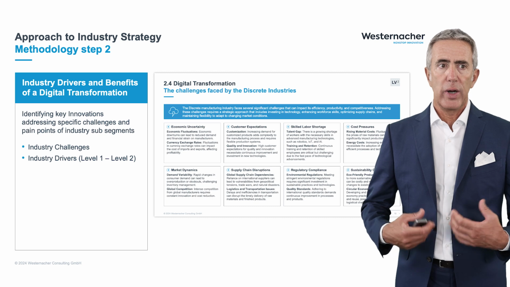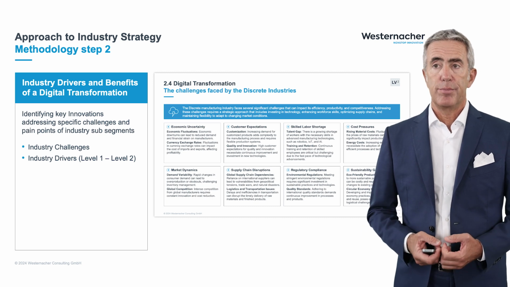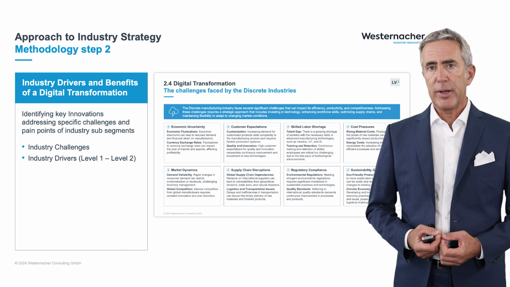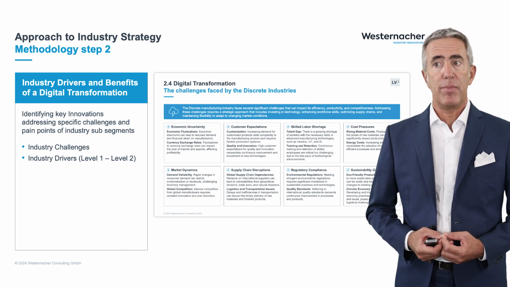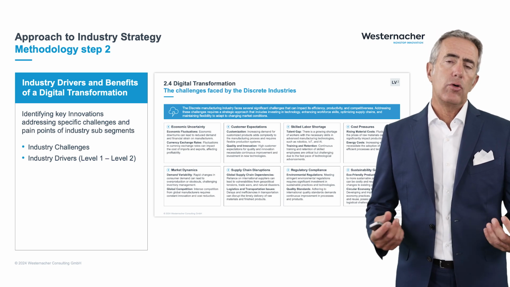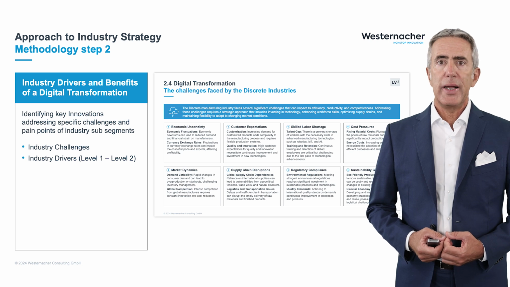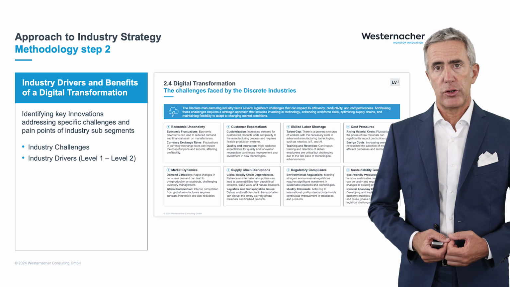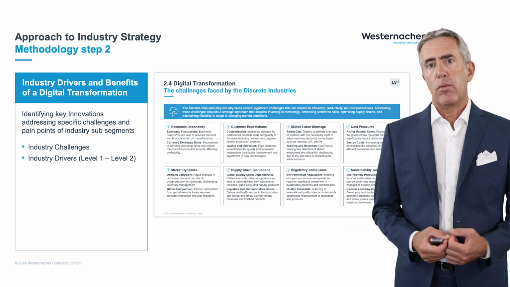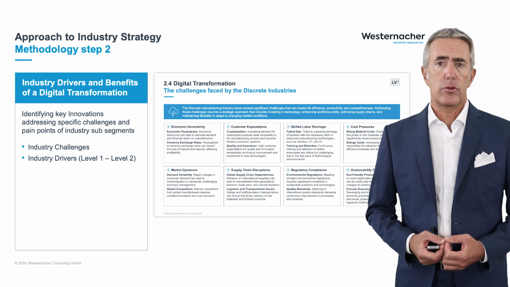companies belonging to an industry face in their business. In this slide, you can see an example of typical challenges faced by the discrete manufacturing industries. Those challenges are related to the macroeconomic situation, to the supply chain or global supply chain.